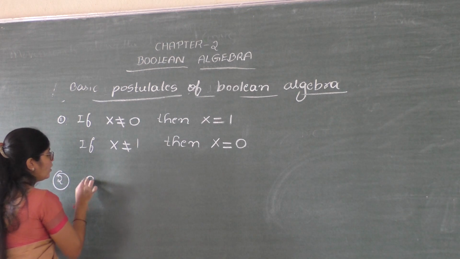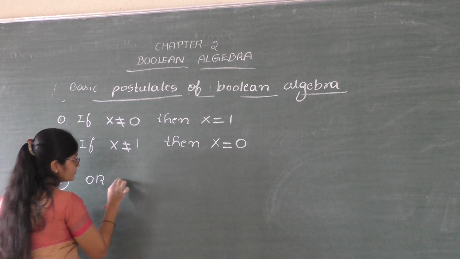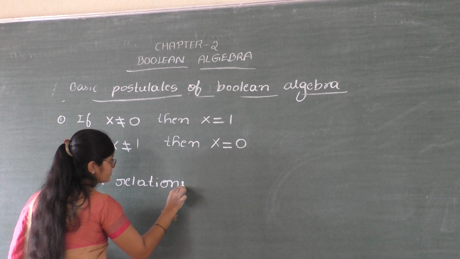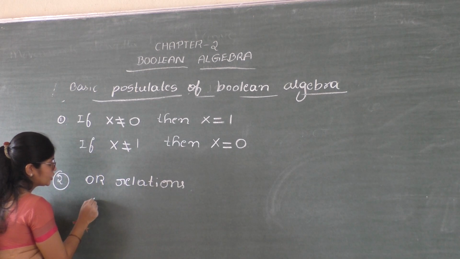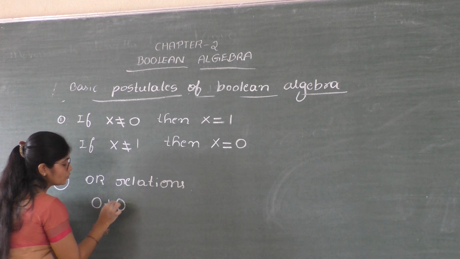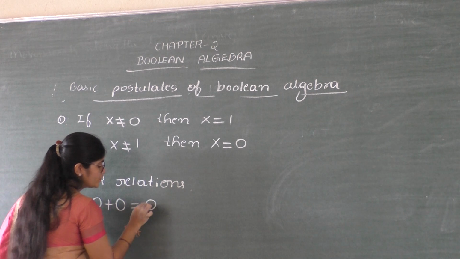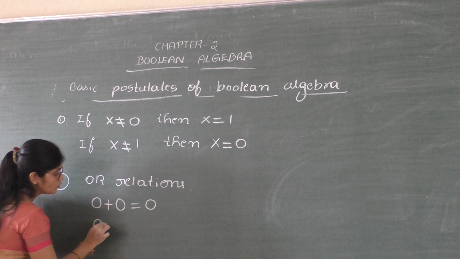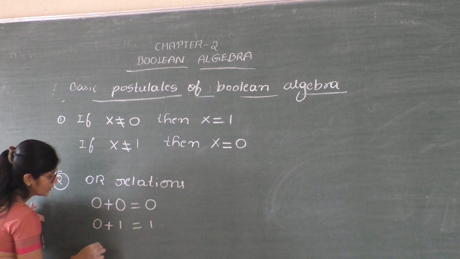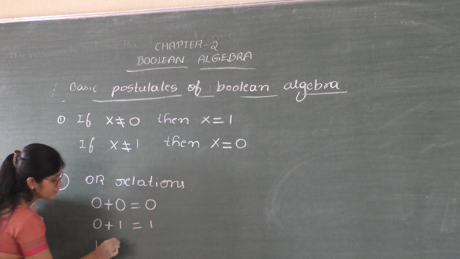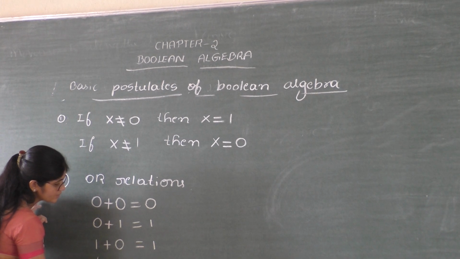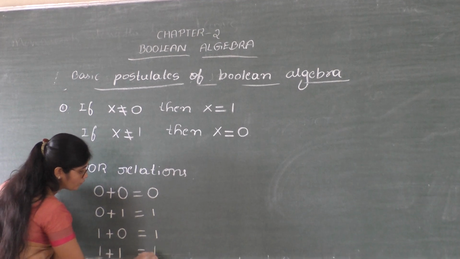Second one, OR relations. In OR relation, 0 plus 0 is equal to 0. 0 plus 1 is equal to 1. 1 plus 0 is equal to 1. 1 plus 1 is equal to 1.